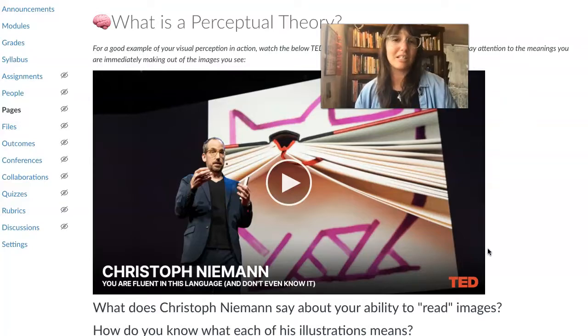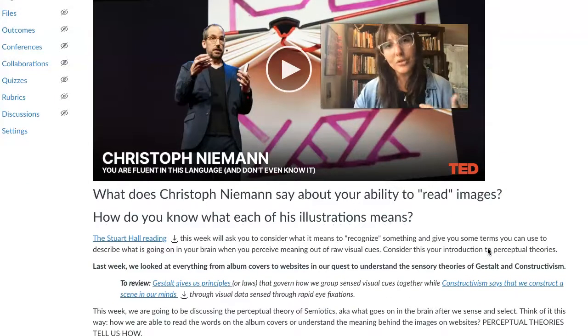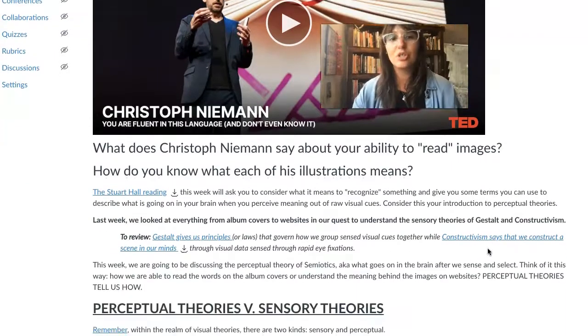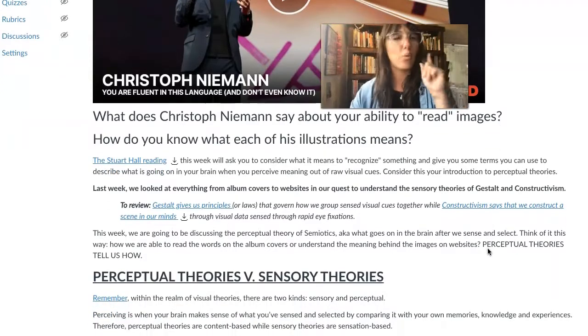But Christoph Niemann does a really great job here of showing you how you already know how to read images. You don't have to work hard on trying to perceive in this module, because you already do perceive. What we're going to do is give you some tools and some concepts and some terms to describe what you see and why you see it.